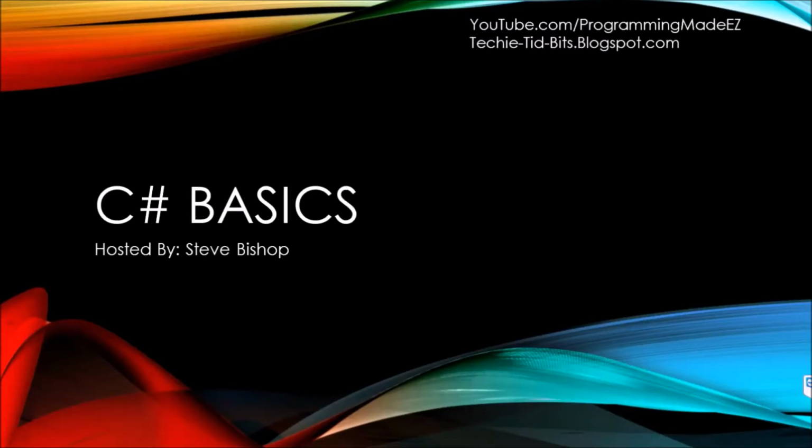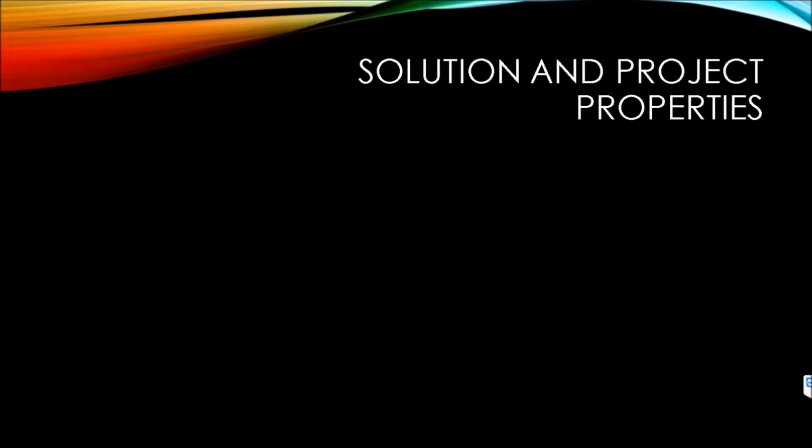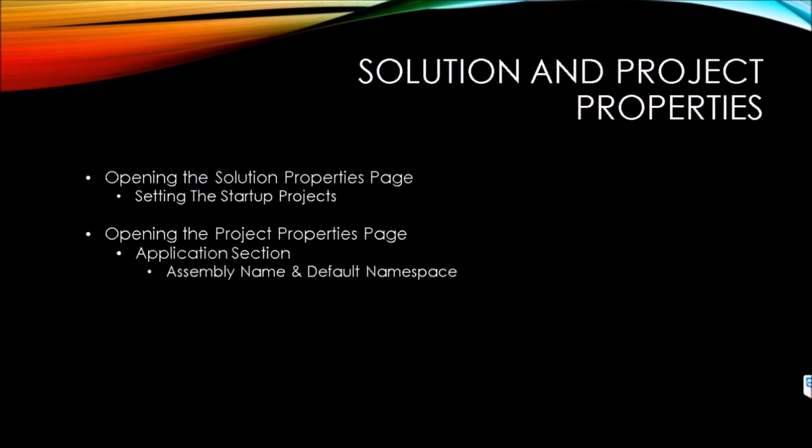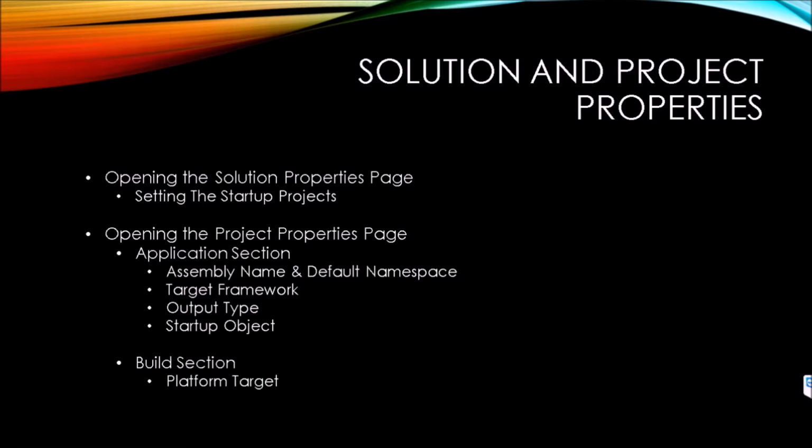In this C# Basics video, we're going to go over a few of the solution and project properties. First, we're going to open the solution properties page. Then we're going to go ahead and set the startup project. Then we're going to open the project properties page, look at the application section, look at the assembly name and default namespace sections, set our target framework, set our output type, and then we'll select our startup object. In the build section, we're just going to go ahead and select the platform target.